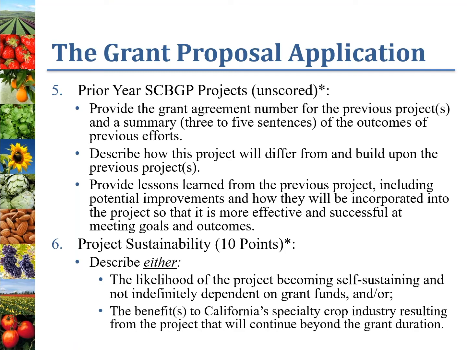Question 6, project sustainability, is worth 10 points. There are 2 possible responses to the question of sustainability. Generally, if the project involves a marketing campaign, nutrition education, or a training program, the response to this question should address the likelihood of the project becoming self-sustaining and not indefinitely dependent on SCBGP funds. The second response, indicating the benefit to the specialty crop industry that will continue beyond the grant duration, may be most appropriate for research projects or any other projects with a standalone outcome that will not require continued effort to benefit California specialty crops.